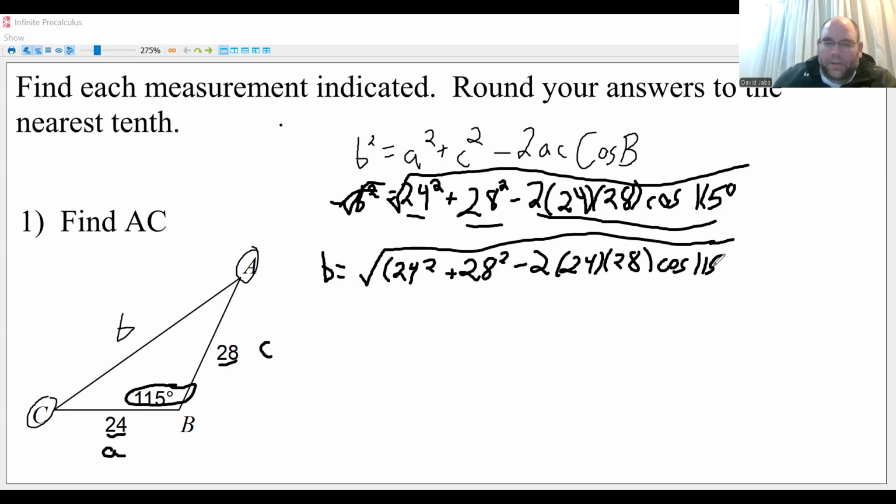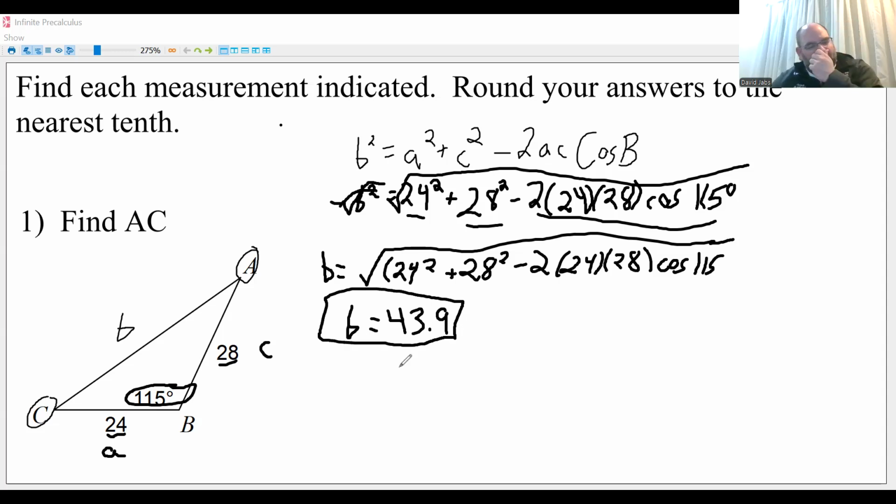All right, and when I plug that in, it says we're rounded to the 10th. I got 43.908, so our answer here is just going to be 43.9. All right, so that's what we have there for that one. Okay, so we got 43.9 there as we go.